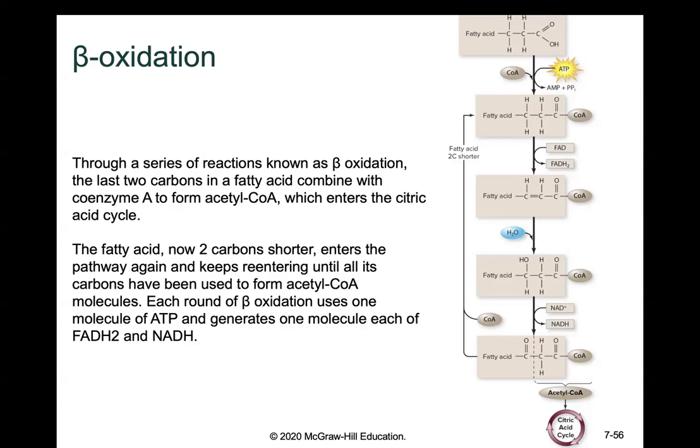If I tell you, for example, I have a six carbon fatty acid, how many acetyl-CoAs can you make? Three, because you divide it by two. If I have a 10 carbon fatty acid, you get five. If I have a 20 carbon fatty acid, you get 10, which can then enter the citric acid cycle.